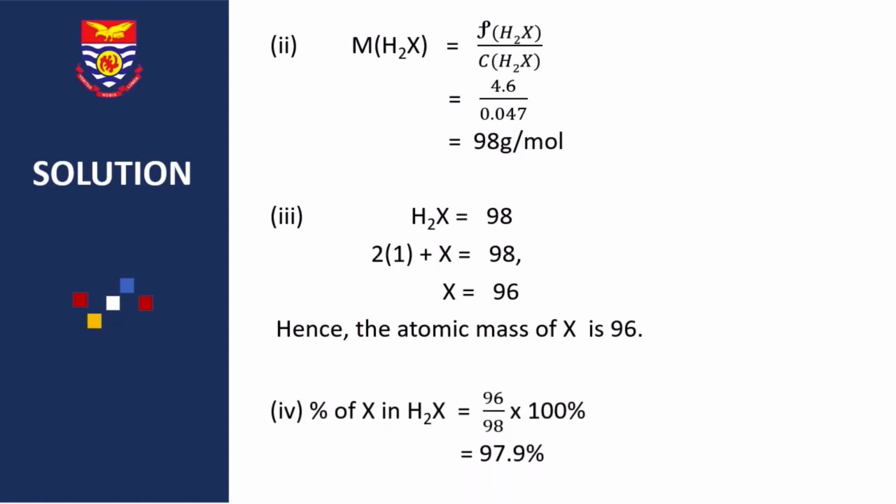Now, the last part is to find the percentage of X in the acid. We know the mass of X in the acid, and we know the total mass. So we just divide the mass of X by the total mass and multiply by 100. That will give us 97.9%, and that is the percentage of X in the dibasic acid.